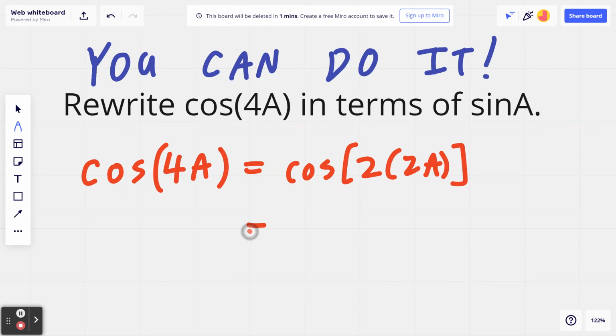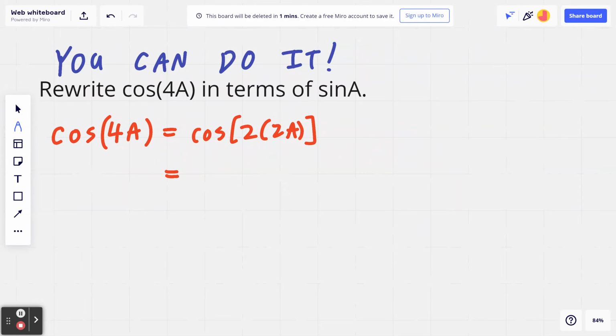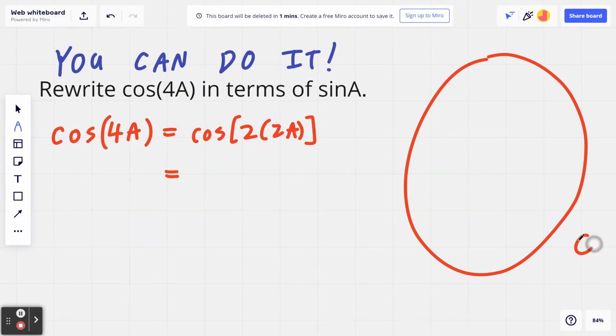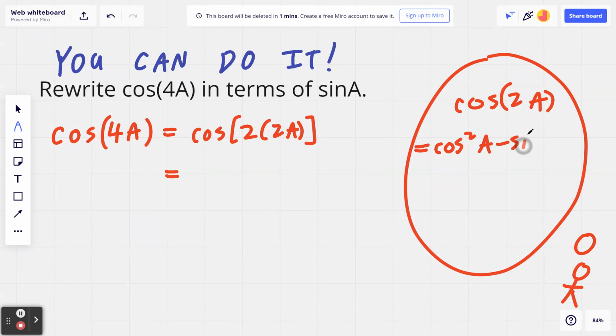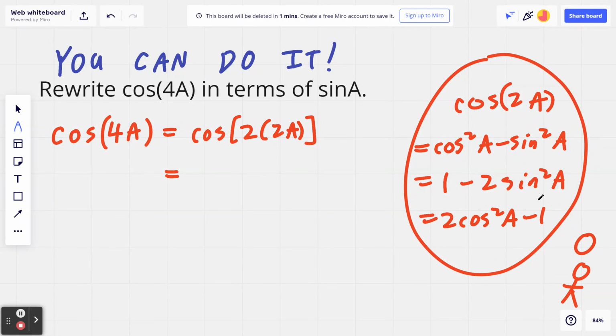Now be mindful, when you think about the double angle for the cosine function, there are 3 different cases. And I'll write this out on the side for you as a refresher before we solve this question. So in general, when you think about the double angle, cosine 2A, this could be either cosine square A minus sine square A, or 1 minus 2 sine square A, or 2 cosine square A minus 1.